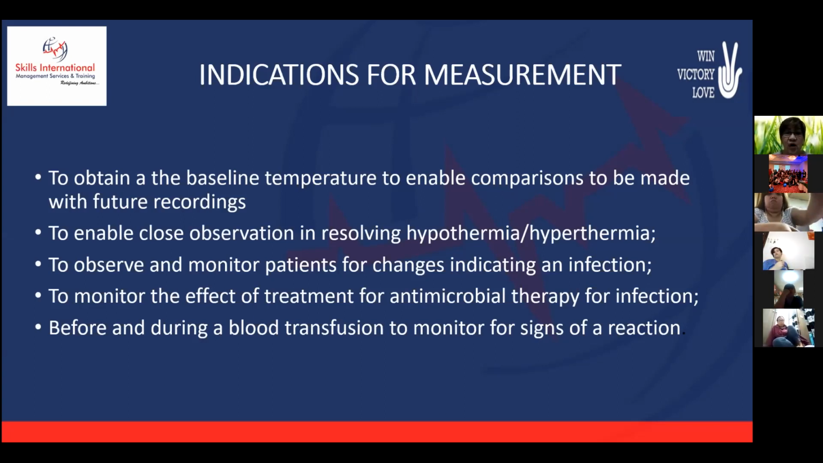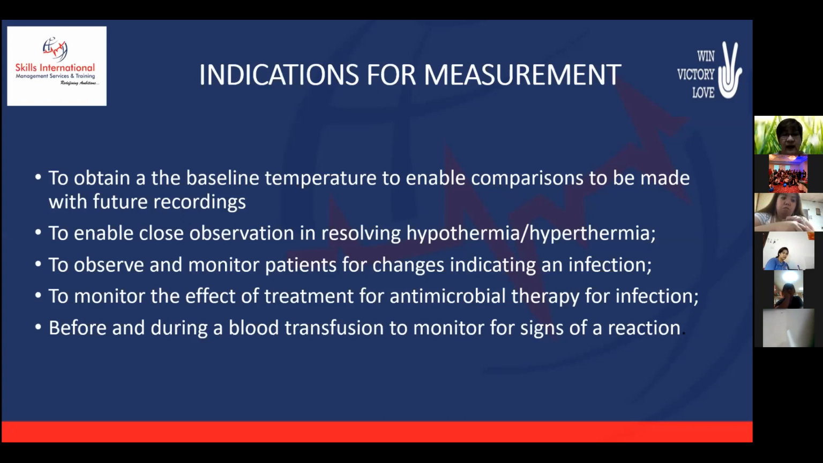Number 4 is to monitor the effect of treatment for antimicrobial therapy for infection. So once the doctor has found out na tumataas yung temperature niya, it might be or most probably it is the result of yung kanyang hindi effective na antimicrobial therapy. So gagawin niya, either palitan niya ito or to add another test investigation, lab investigations to confirm na either yung fever is due to dun sa infection or dun sa antibiotic na hindi effective doon sa pasyente.